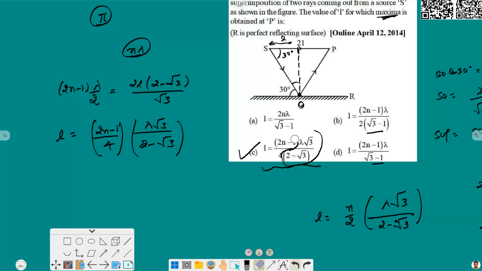Now let me clear this one. So from this we can see that option C is right here.